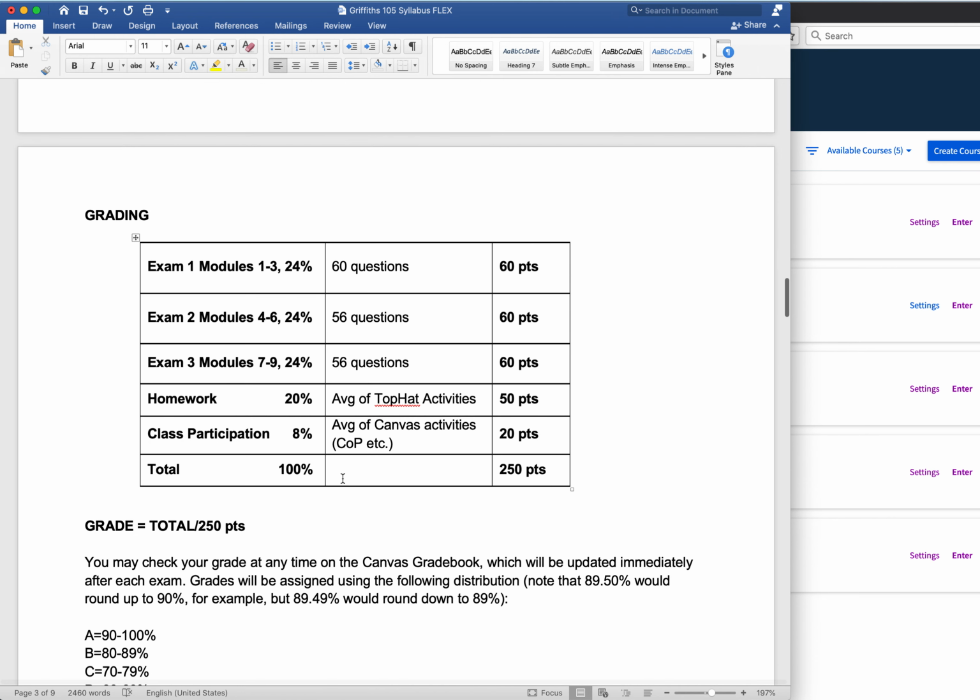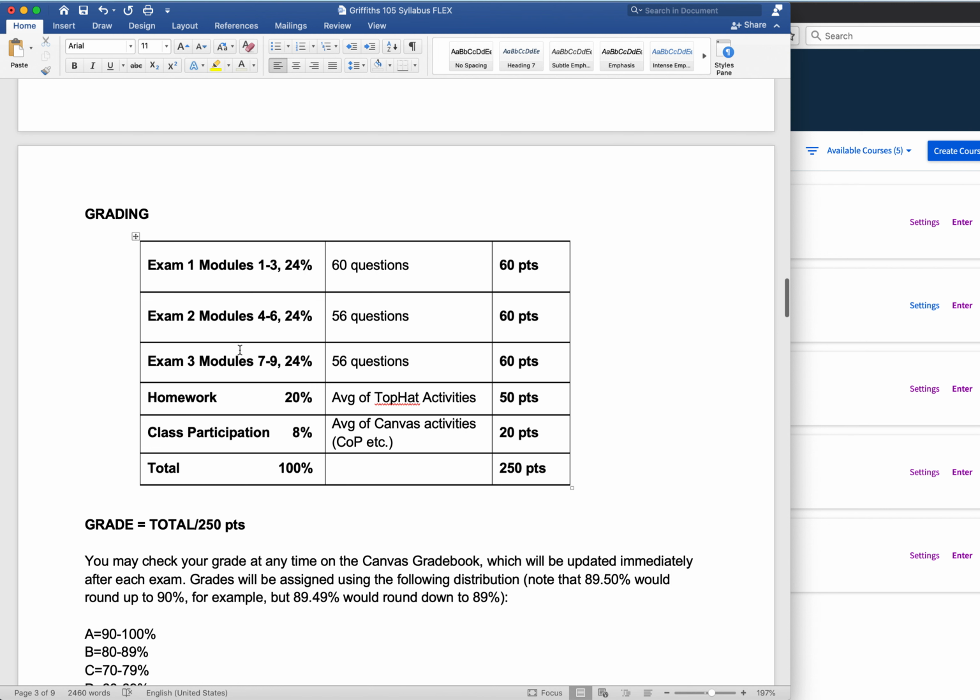Let's talk about grading. So there are 3 major exams. The exams are going to encompass, so there's 9 modules total, they're going to encompass 3 modules each. So we'll have modules 1 through 3, which is essentially 6 chapters, if you will. And then modules 4 through 6, same thing, 6 chapters. And then modules 7 through 9. These are all going to be worth 24% of your grade, coming in around 60 points total.